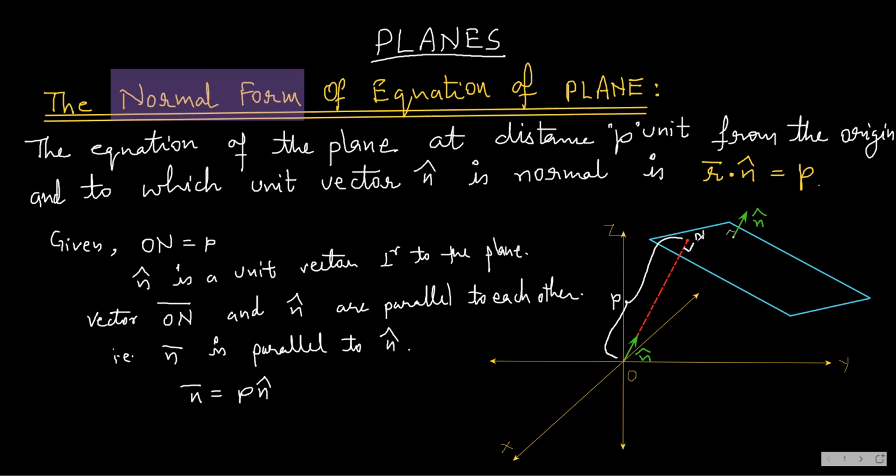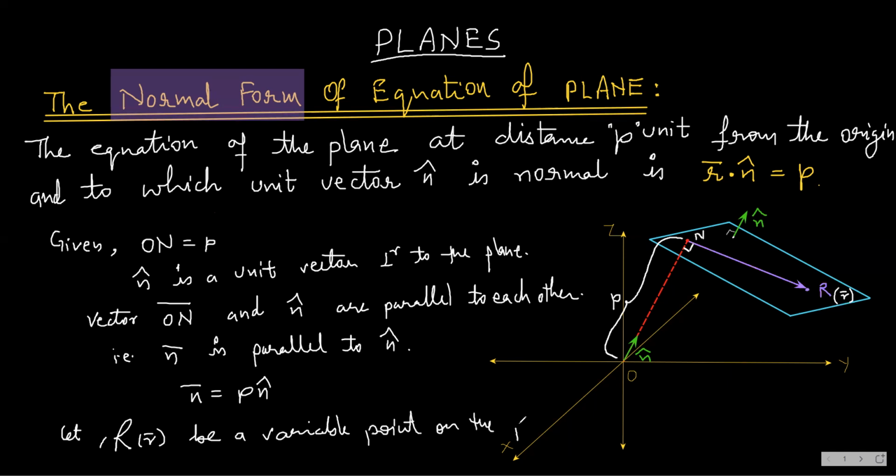So now next step, I will take a variable point on the plane. I will write here: let r bar be a variable point on the plane. Therefore, see what will happen next.